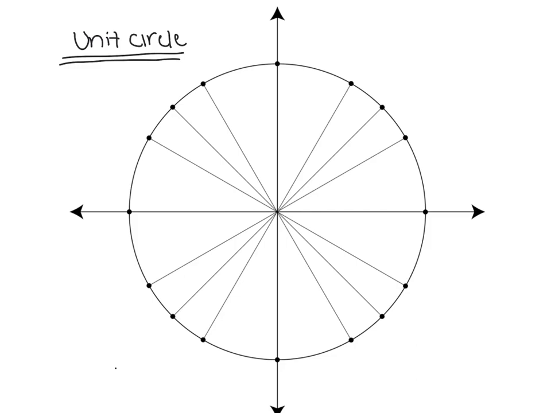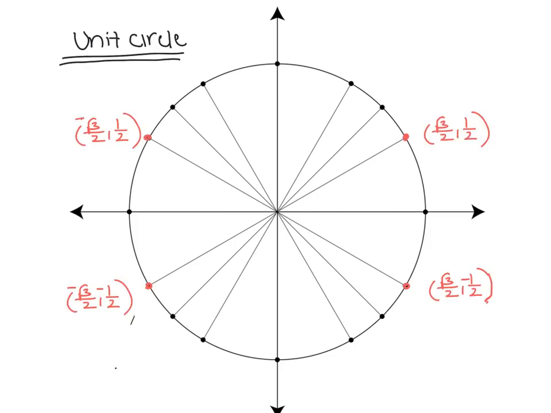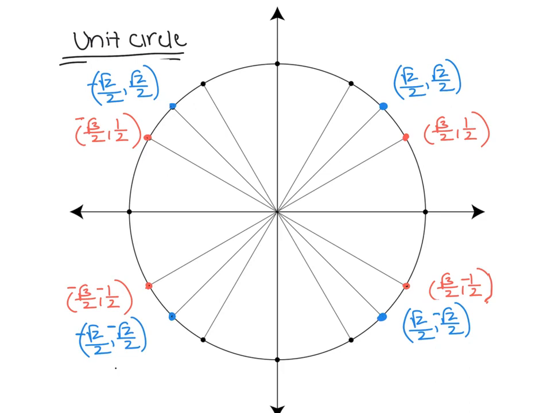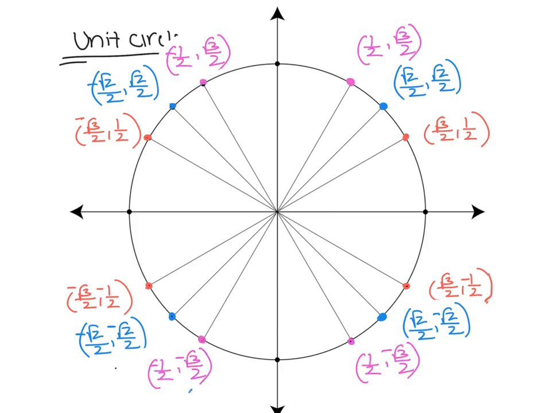Okay, here are the first four. Those are the ones that came from when we put our first 30, 60, 90 triangle in. Here are our next four. We got those four points from when we did the 45, 45, 90 triangle. Here are your next four that came from when we took that 30, 60, 90 triangle and rotated it.